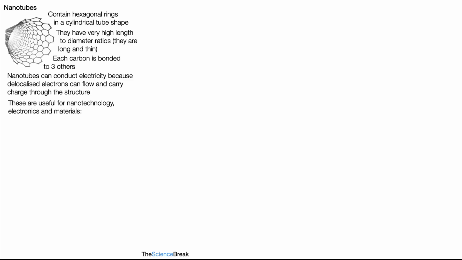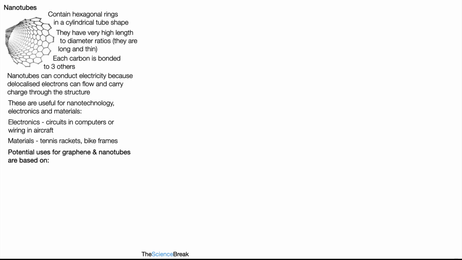Nanotubes and the fullerenes are useful for nanotechnology, electronics, and materials. By electronics, we mean circuits in computers or wiring in aircraft. It would make the aircraft much lighter, burning less fuel, therefore contributing less to the greenhouse effect. And for materials, we're talking about things like tennis rackets, which become light and strong, and the same for bike frames.